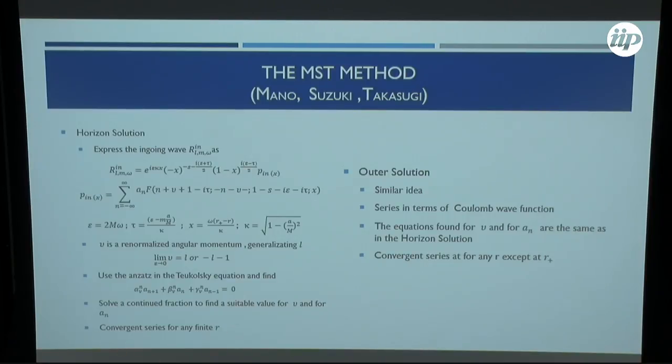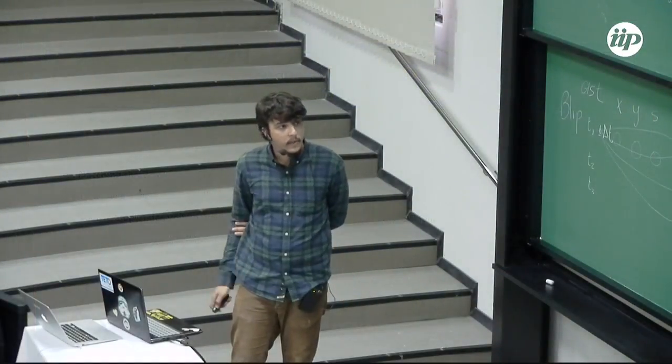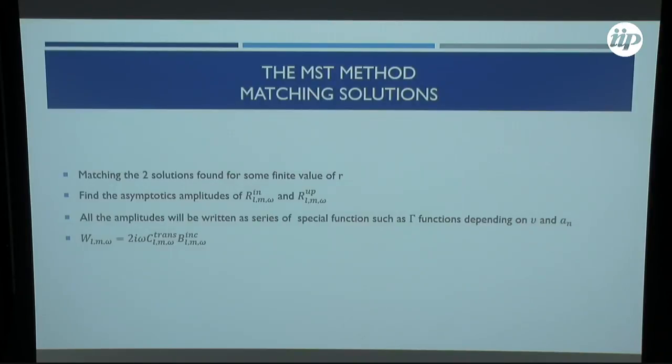This solution here would be convergent for any finite r, and this one would be for all r except the horizon. So now what we need to do is to match these solutions, and with this matching, we can find the asymptotic amplitudes for the two solutions of the Teukolsky equation, the in solution and the up solution. When we do that, we can compute all the amplitudes, for instance, the incident wave and the transmitted wave of the in mode and the up mode.